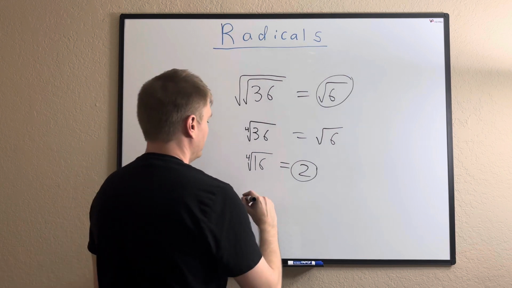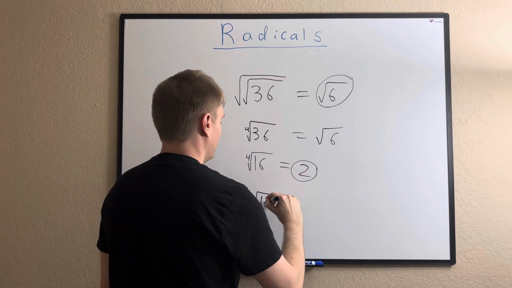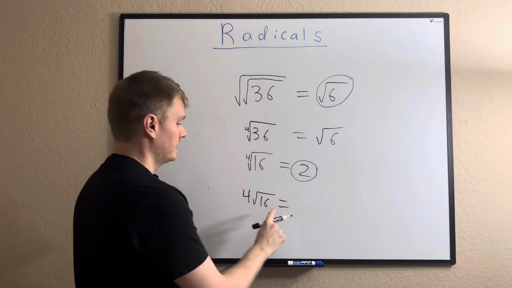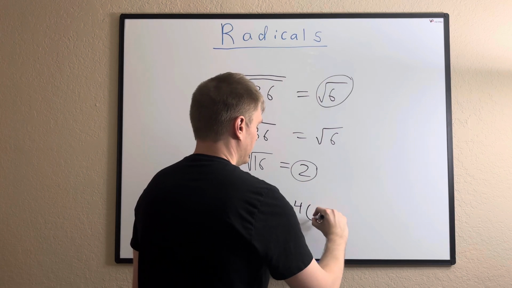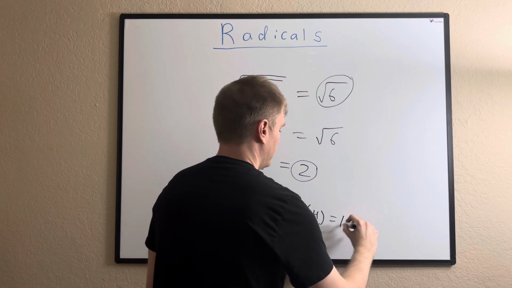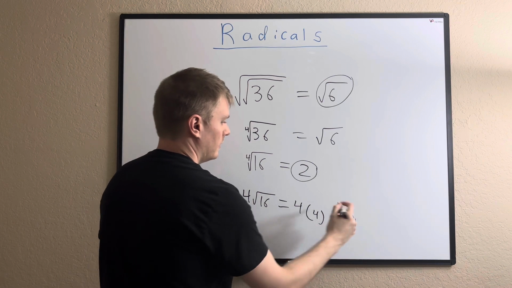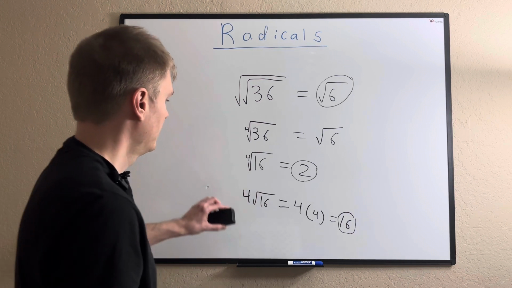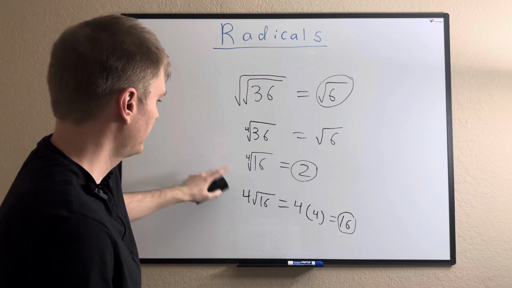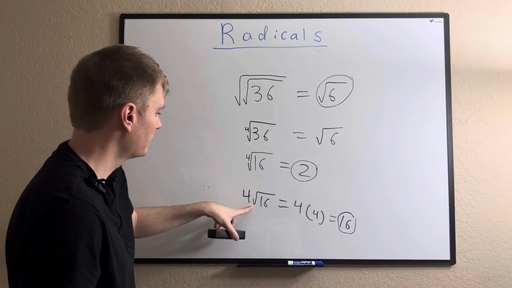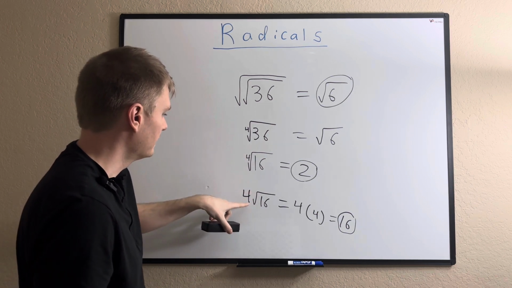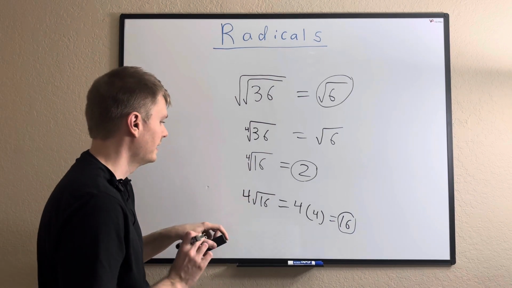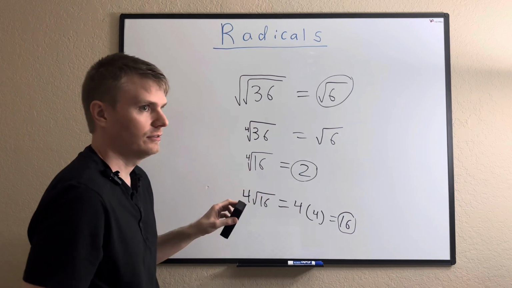Now, do not get this confused with this. This is a completely different number. This is 4 times radical 16. What is radical 16? 4. 4 times 4 is 16. See, completely different numbers. This is 16. This is 2. So be careful when reading your math problems. If that number is above the check mark and it's smaller, usually a little smaller, then it's part of the root there.